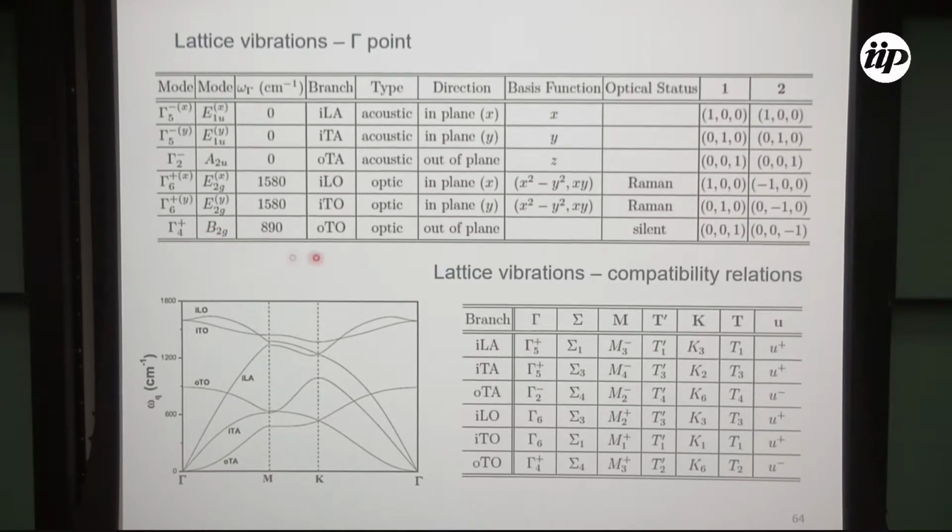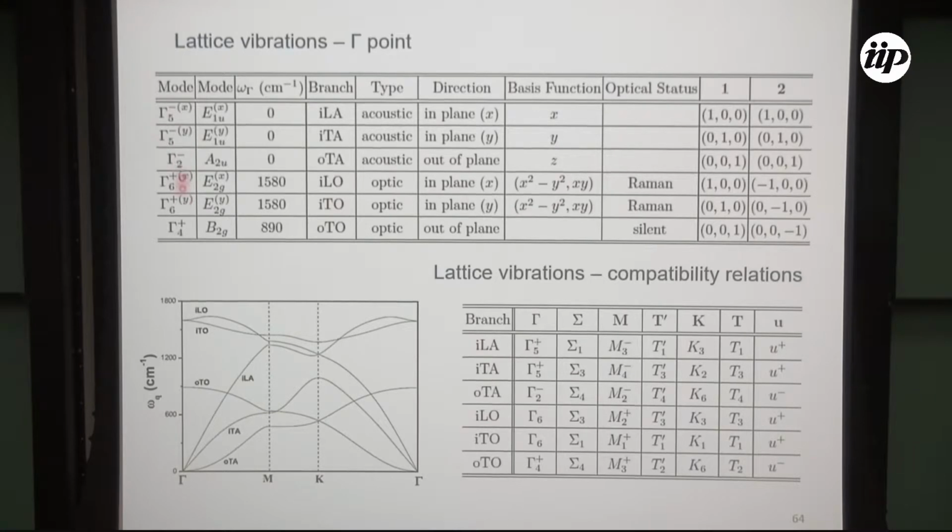This one in graphene is silent. It doesn't have any basis function, okay? And the gamma 6 has a quadratic basis function. It's Raman active. So graphene is boring. We only have this very strong band, which is the stretching, okay? It's a very high frequency band, which is a double degenerate mode here, okay?